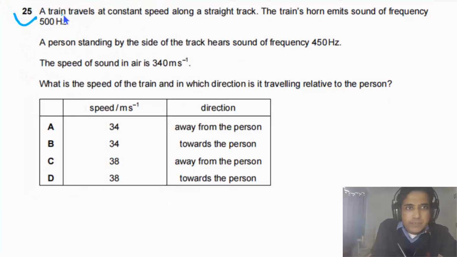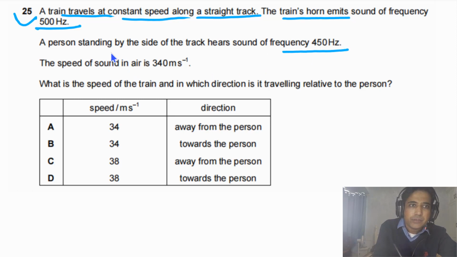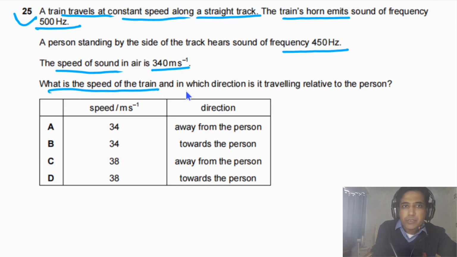Question 25 says a train travels at constant speed along a straight track. The train's horn emits sound of frequency 500 Hz. A person standing by the side of the track hears sound of frequency 450 Hz. The speed of sound in air is 340 meters per second. What is the speed of the train, and in which direction is it traveling relative to the person?